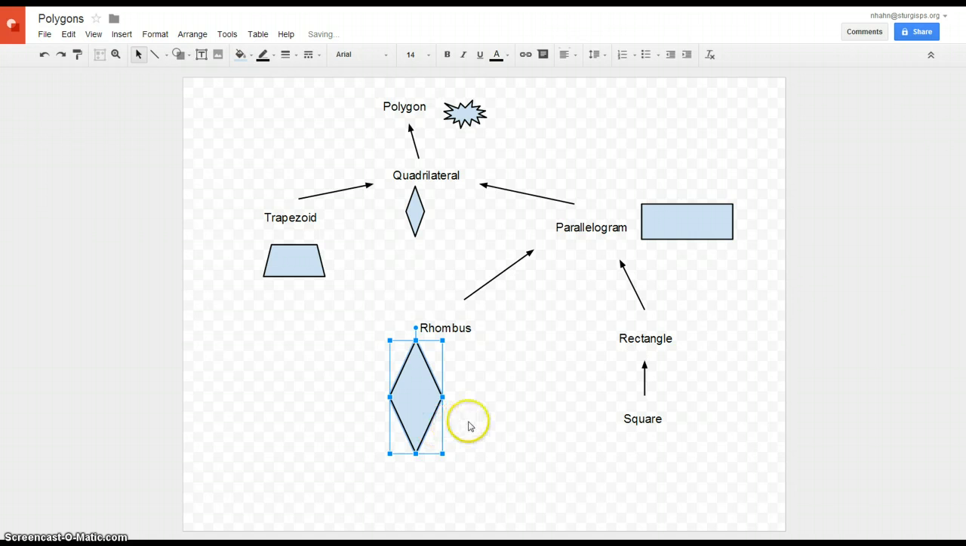But as you can see, it is a parallelogram because this side is parallel to this side, and this side is parallel to this side. And all four of these sides are exactly the same length. Okay, so that does make a rhombus. A rhombus is also classified as a parallelogram, quadrilateral, and a polygon.